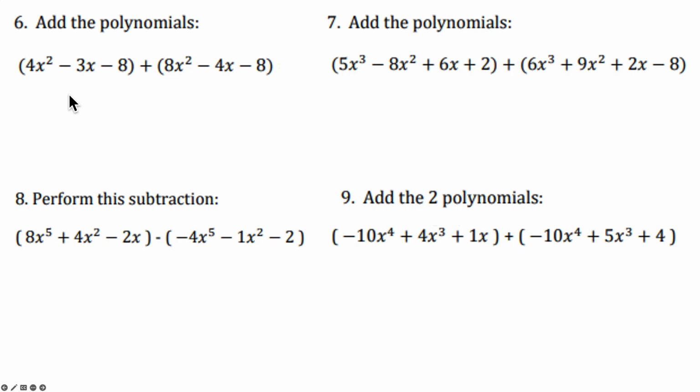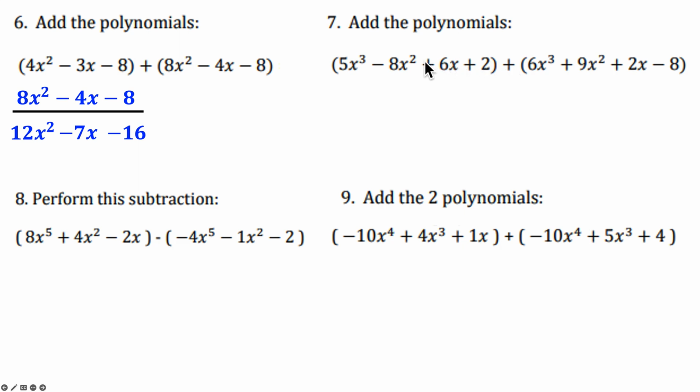Number 6, adding polynomials again. We'll do the same thing. If it's a plus, we'll just take our like terms, line them up underneath, add them together. 4 plus 8, 12. X squared, that doesn't change. Negative 3 minus 4, minus 7. Keep the x. Minus 8, minus 8, minus 16.